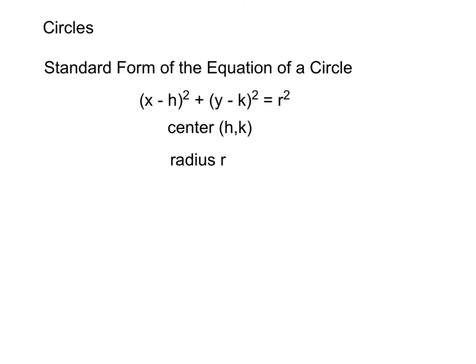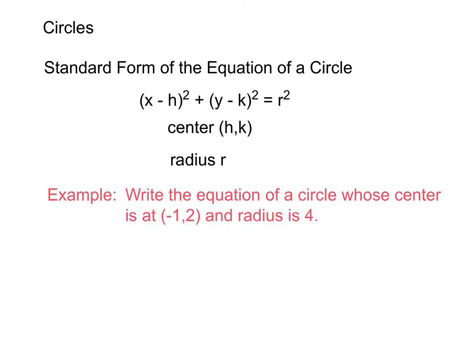Let's look at an example. What we want to do is write the equation of a circle whose center is at (-1, 2) and whose radius is 4. Well, if the radius is 4, we know what r is. If the center is at (-1, 2), we know what h and k are. So it should be fairly obvious what the equation is going to be.